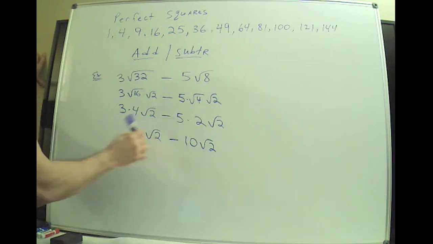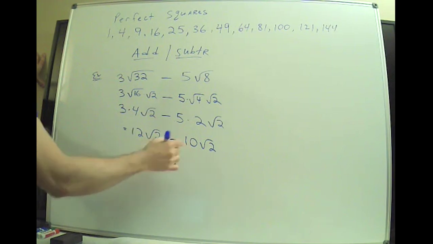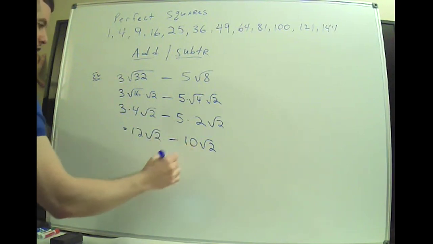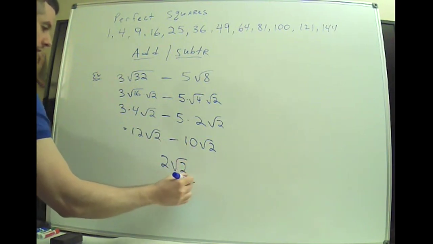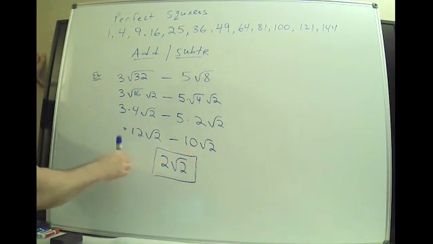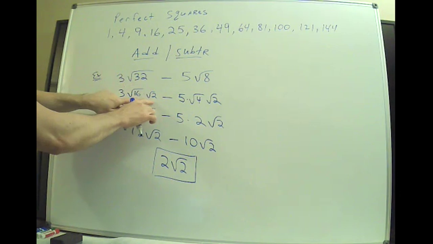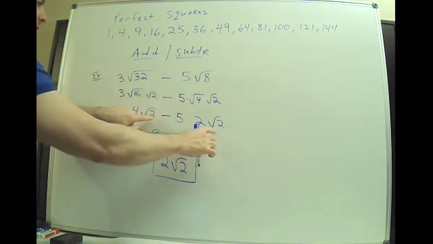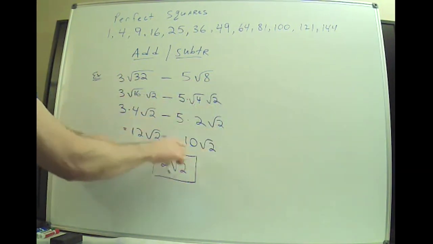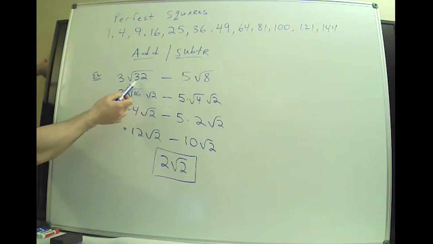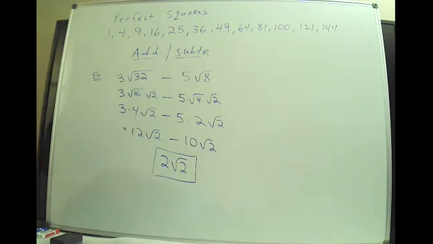I lose 10 radical 2s. 12 take away 10 is 2. The radical 2 has to stay the same. You keep the radical part. You add and subtract the numbers in front, and you keep the radical part the same. So 16 and 2, 4 and 2. The radical parts are the same, so you can add and subtract them. You do not pick 4 and 8 here. All right? So that was the last adding and subtracting.